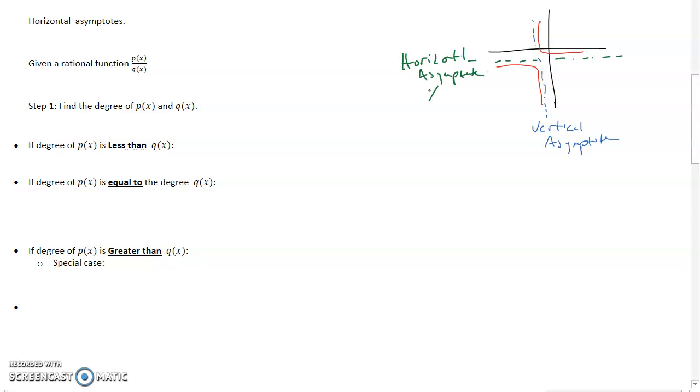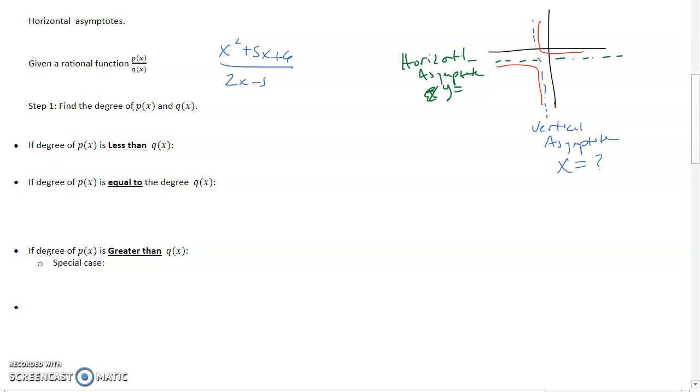Note the equation for the horizontal asymptotes is going to be y equals something. The equation for vertical asymptotes is going to be x equals some number. Okay? Now we're going to talk a little bit about how we find horizontal asymptotes. The first step is, given a rational function, p of x over q of x, so let me give you an example, something like x squared plus 5x plus 6 over 2x minus 5.